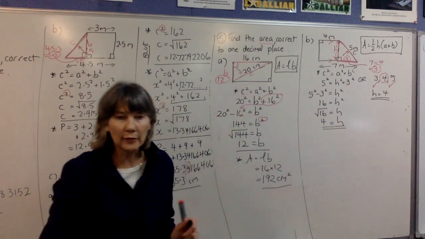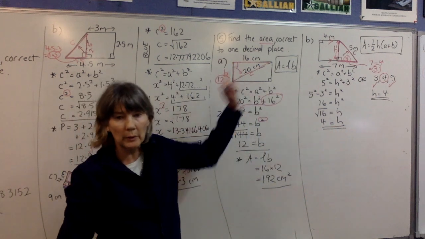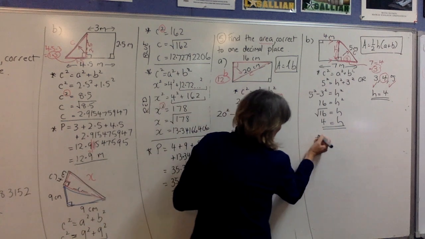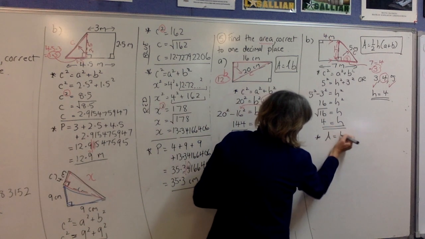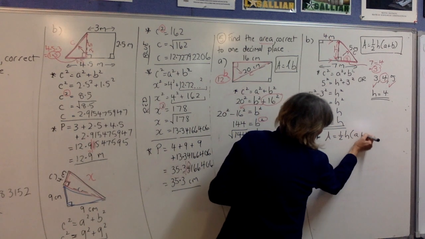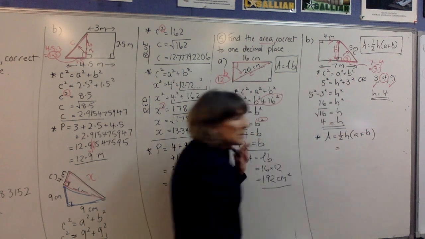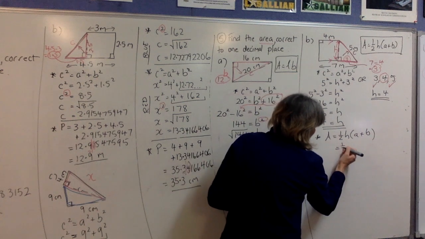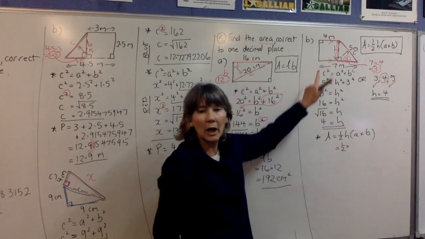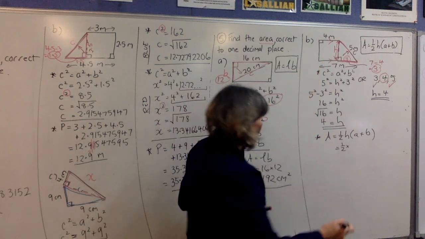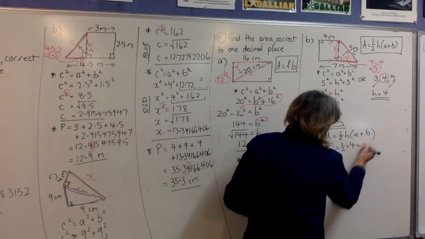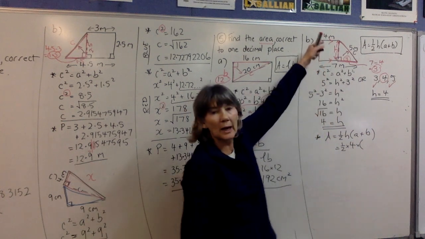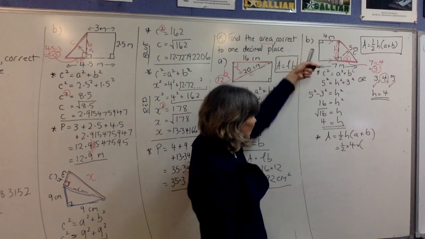Okay, now we haven't finished the question. Don't forget what we're doing. We're finding area. That's just the first step. We're going to write down our formula now for the area of a trapezium, and we're going to sub everything in that we know now. So we've got a half times, now the perpendicular height we just worked out, and that's 4, times, now the two parallel sides are 4 and 7.